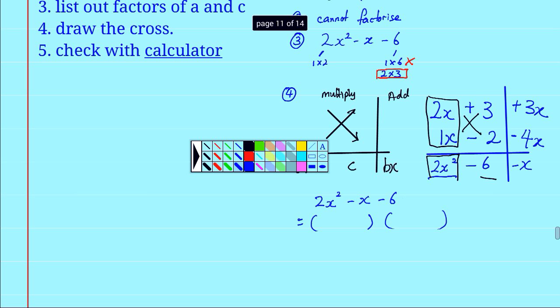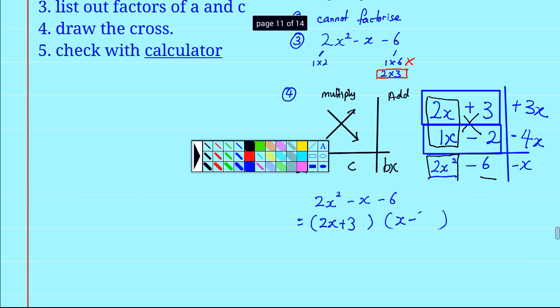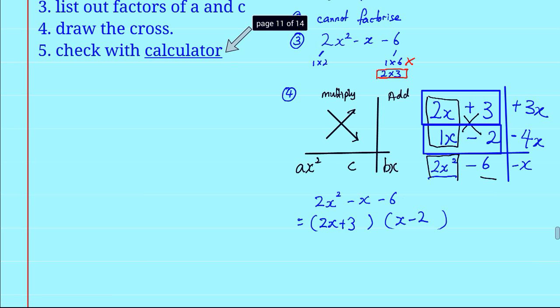Now what we need to do is we need to write out the factors. In this case, 2x plus 3 and also x minus 2. So we will write it down here, 2x plus 3, x minus 2. Now, once we have done that, we know that the factorization is complete. I will go through step 5, which is the checking with calculator, in class with you next week.